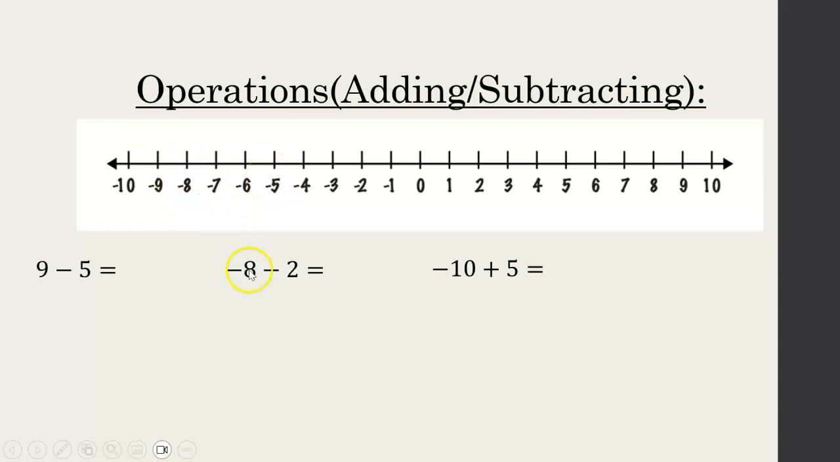-8 minus 2, okay, where am I starting? -8, and I go left 2, so 1, 2. So that means I'm at -10. Last one, where am I starting? I'm starting at 0 this time. Bit of a strange one, but I'm starting at 0.